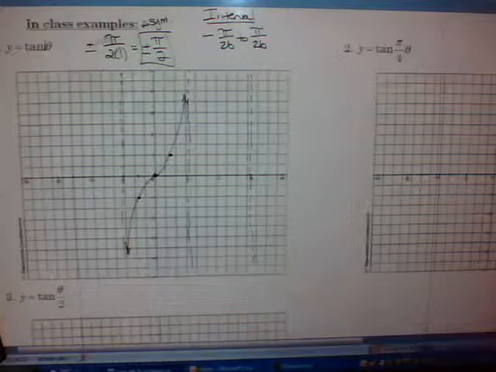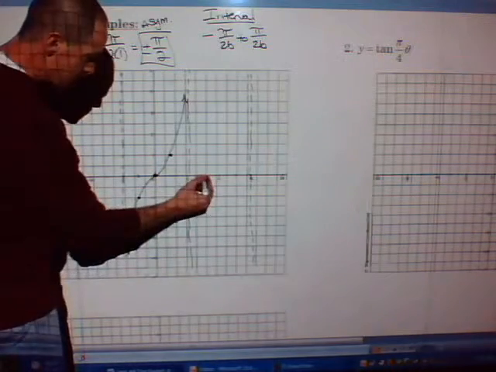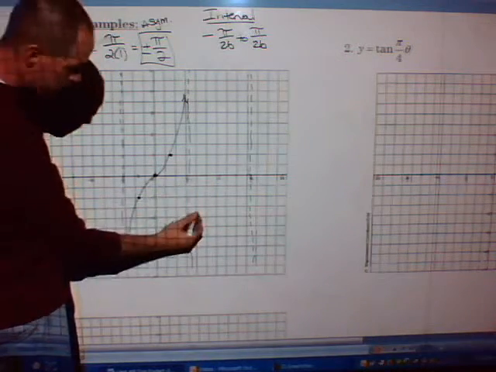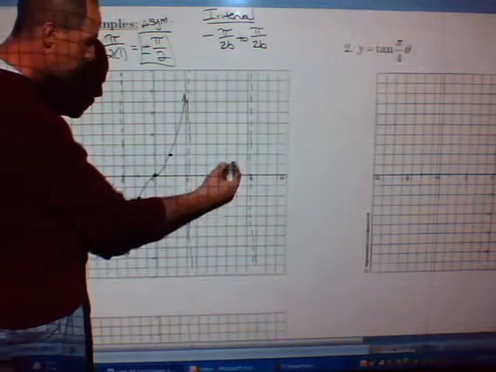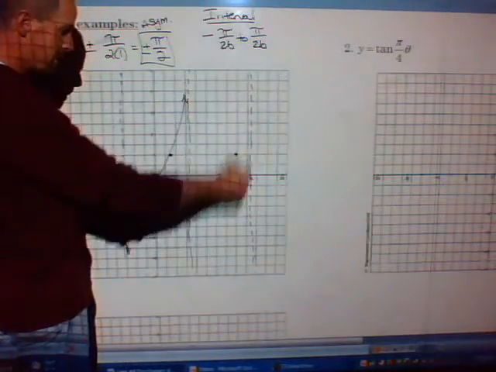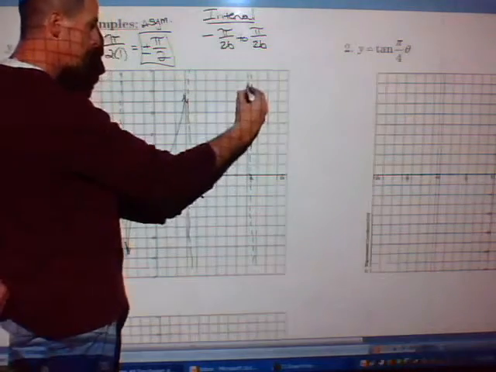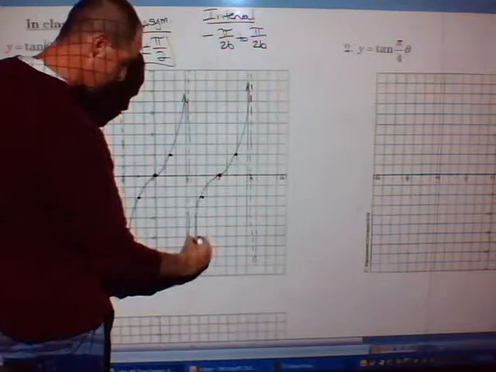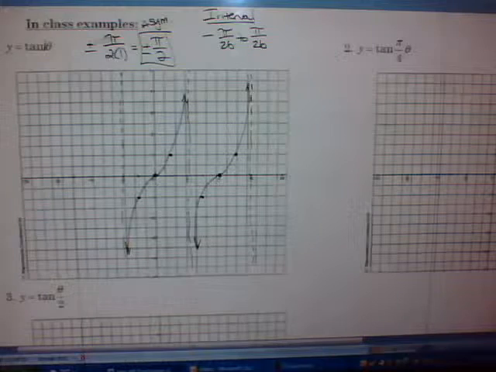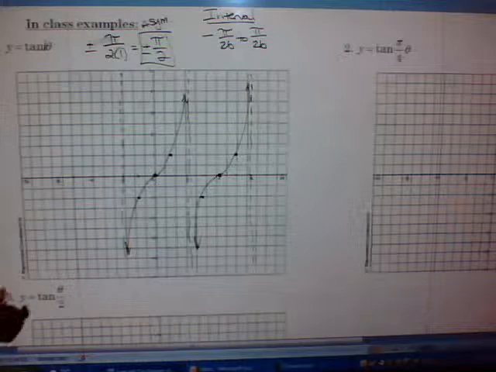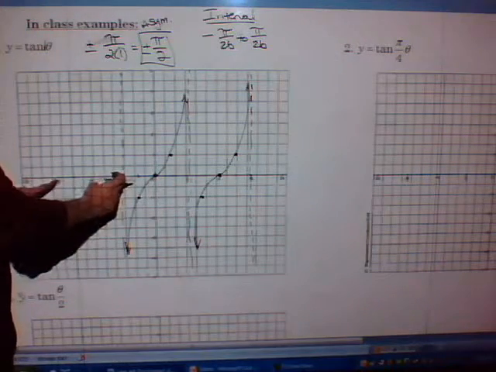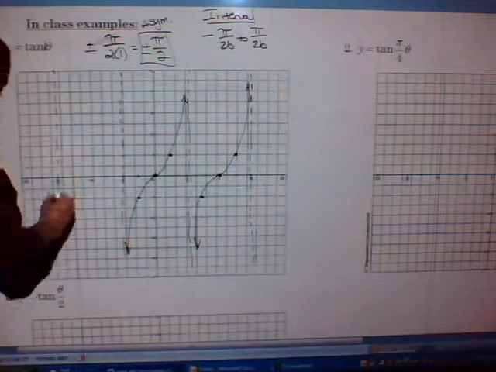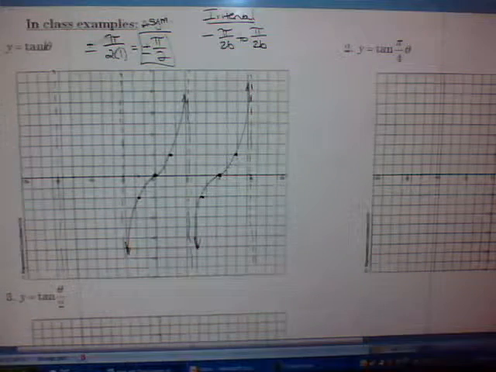At the next dash mark here, we would be at negative 1. Next one, we'd be at 0. Next one, we'd be at positive 1. And then there's our asymptote. So there are 2 intervals, and you could keep going. You could say, that distance right there, here's your next asymptote at negative 3 pi over 2.